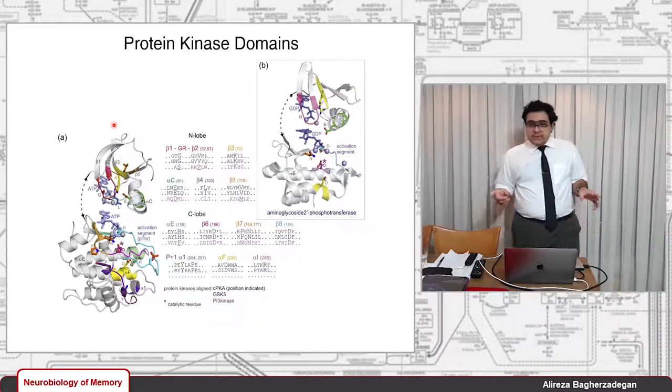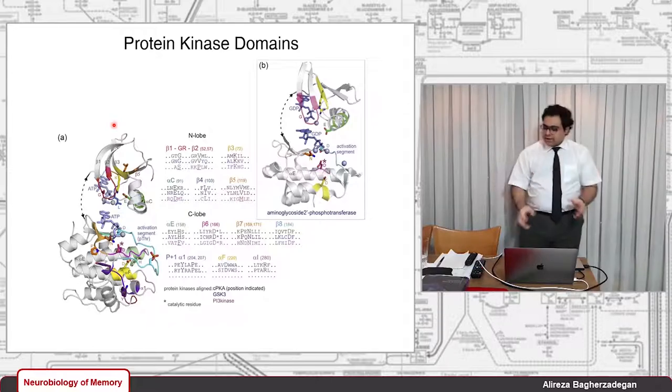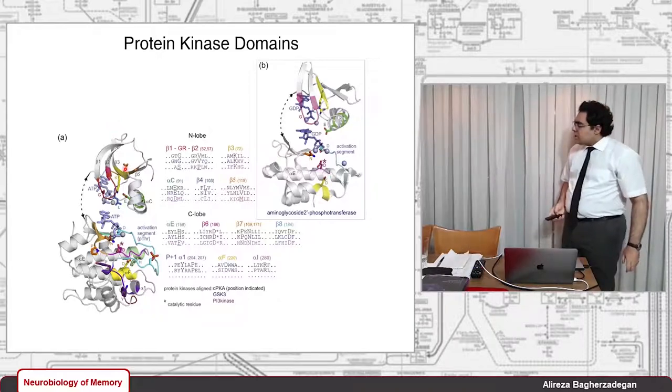But I included these two just to show you that the kinase domain has a catalytic cleft. The kinase domain of a protein kinase A has a catalytic cleft. This catalytic cleft is enclosed by two lobes. Okay, two lobes. The first one is the N lobe, or N terminal lobe. The other one is the C terminal lobe, or C lobe. Okay? This is the N lobe here, and this is the C lobe. What do they do? And this is the catalytic cleft of protein kinase A.